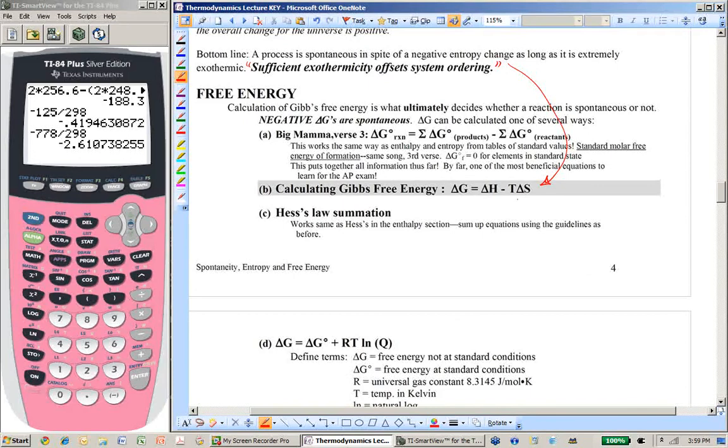So free energy, I'm now switching gears. Keep up with me or pause me and go take a break and come back, but free energy is delta G. And if I put the naught on it, we're talking standard conditions.